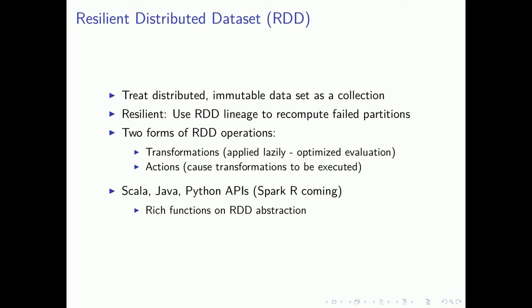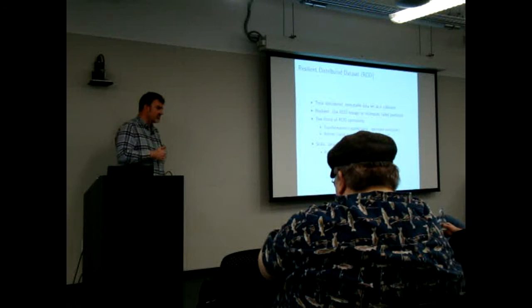When you do an action, at that point it looks at all those transformations you were trying to do and optimizes how they are done. So instead of doing one thing and then the next, if your action is take first, it knows it only needs to get one element, so it can really optimize what it's trying to do. These optimizations keep getting better. The actions cause the transformations to be executed. As for the API, Spark is natively written in Scala, but you also have a Java API, a Python API, and I guess R is coming. So there are some pretty rich functions.